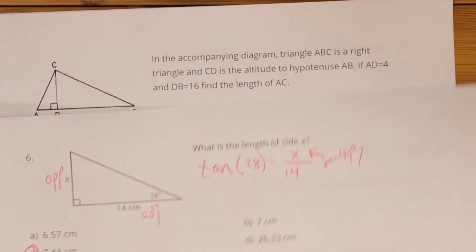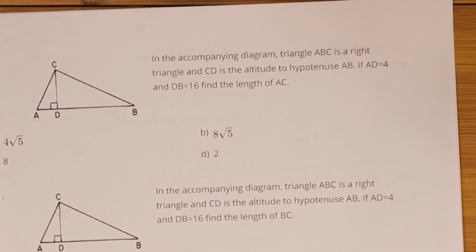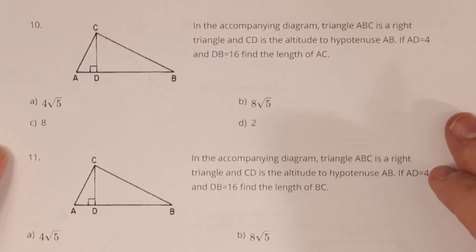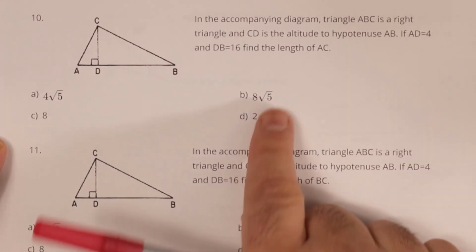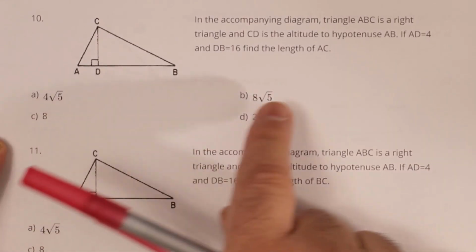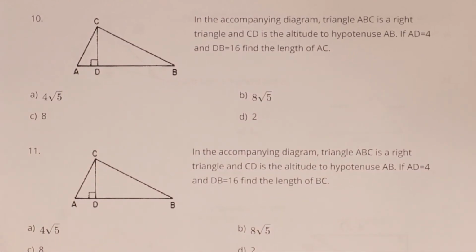I used factoring it out because the answers that were available had square roots in them. So like this one right here, I'm going to do the same thing. Since there's square roots available, I'm going to factor it out instead of doing the decimal answer with the calculator.